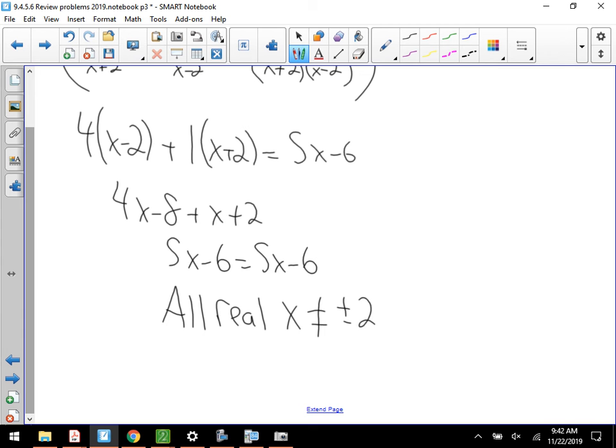Remember when you get a true statement, like 6 equals 6, x equals x, that means all real solutions, all real numbers. But in this case, it's all real numbers except plus or minus 2, because those are your asymptotes. Okay? That's where that comes into play.